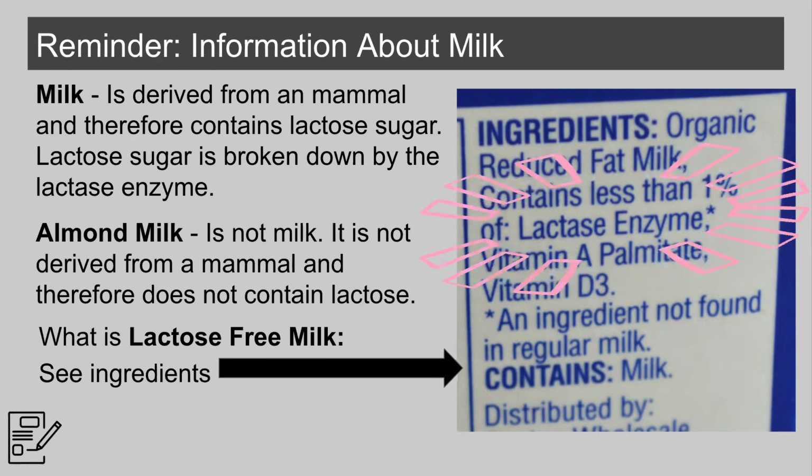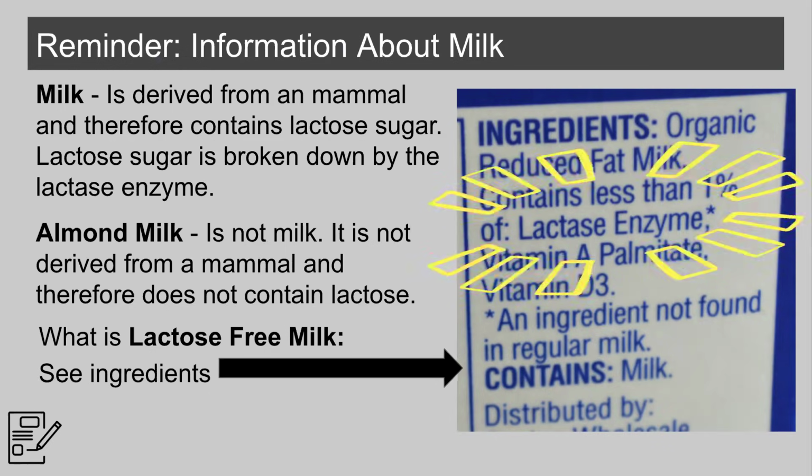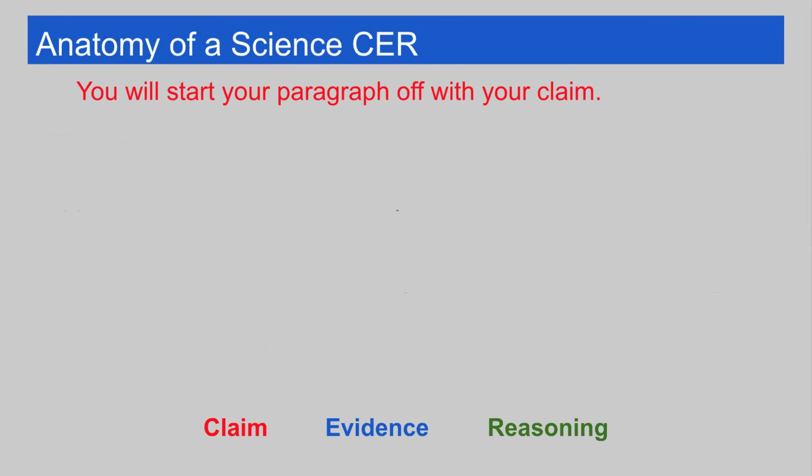This is a slide of notes from yesterday, but if you didn't take this slide of notes, then you might want to take it down today so you have it to write your CER. All right, so anatomy of a science CER. I'm just going to warn you, science writing is dry. It doesn't need any colorful language. It doesn't need any zhuzhing up. It's just straightforward, the facts and the reason those facts matter.